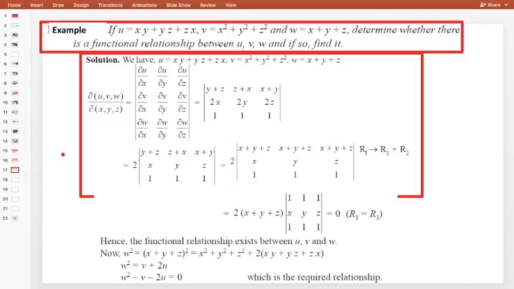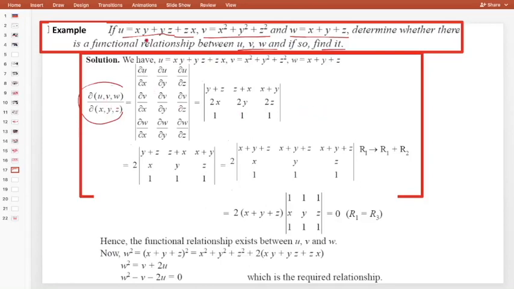Now we see one problem. Here u is given as xy plus yz plus zx, v is x square plus y square plus z square, and w is x plus y plus z. Determine whether there is a relation between u, v, w. Basically, are they dependent or independent? So simply we can find the determinant. If it is 0 we can say that it is dependent.